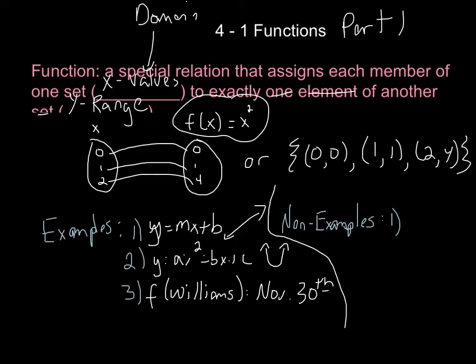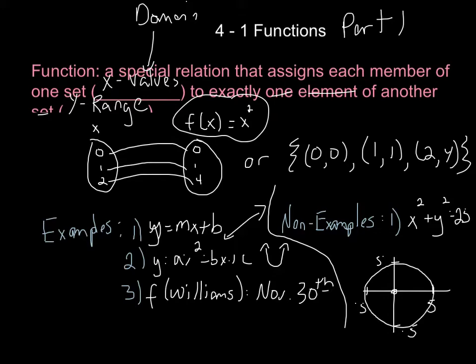Now let's talk about a non-example of a function. Here's a non-example. X squared plus y squared equals 25. Does anybody know what that looks like if you graph it? It's actually a circle with radius 5. So go up 5, left 5, down 5. Has a center at 0, 0, and whoop, there's our circle.